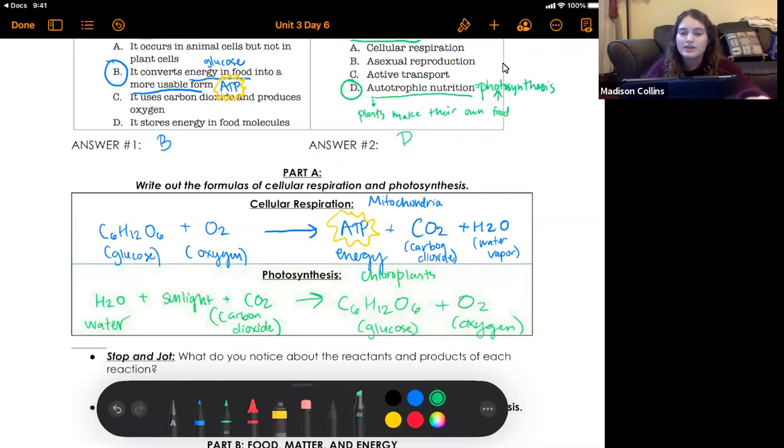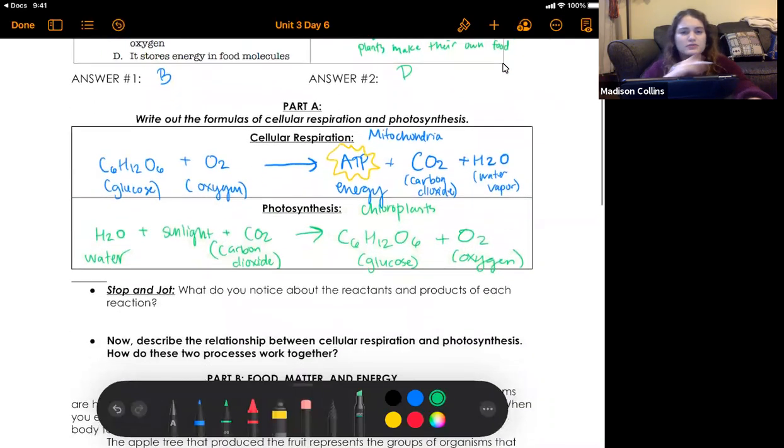And this process is super important because without glucose and oxygen, we wouldn't make it. So we really have a lot to thank for our plants because they produce glucose and oxygen that we need in order to eat and breathe. All right, so that is photosynthesis. Now, looking at these two formulas, I want you to stop this video and jot down your answer. What do you notice about the reactants and the products of each of these reactions? So remember, again, reactants are what goes into the reaction, and products are what's produced, what comes out.